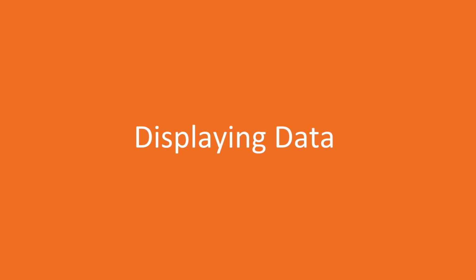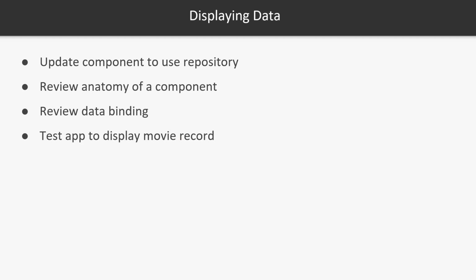In this video, we are now ready to make the changes needed in order to display some data. And in order to do that, we are going to be updating our component to use a repository we set up. We'll also review the anatomy of a component, in addition to discussing a little bit about data binding. And then lastly, we are going to test everything that we've put together so far in order to see if we successfully can display data, specifically a movie record.